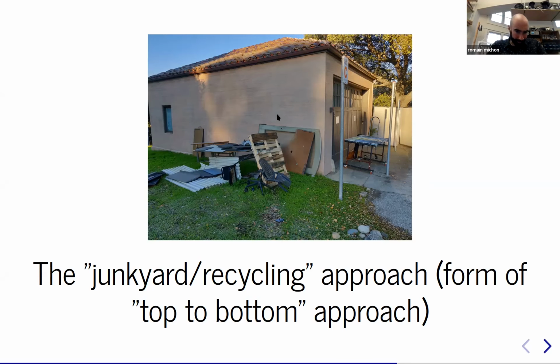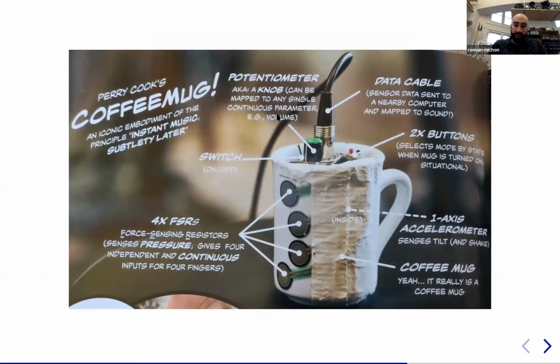Anyway, the junkyard approach is basically, you start from an idea, and you don't really think about what you need to actually reach that goal, right? So it's a top to bottom approach. You start from the top, you're like, okay, I want to do this. I don't really know how I'm going to do it, but that's what I want to do. And then you start looking for things that will allow you to implement your idea.